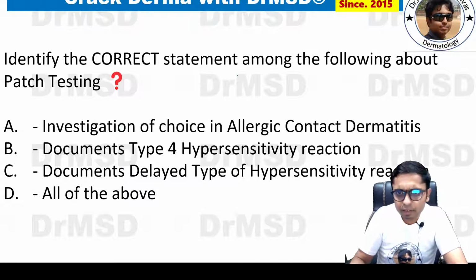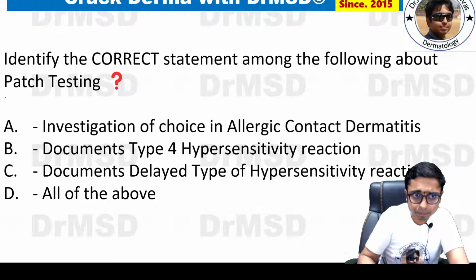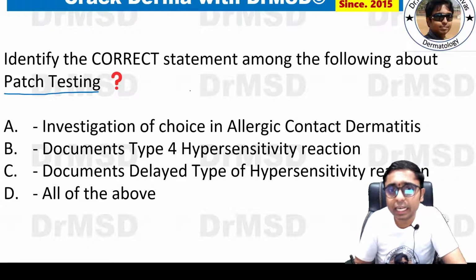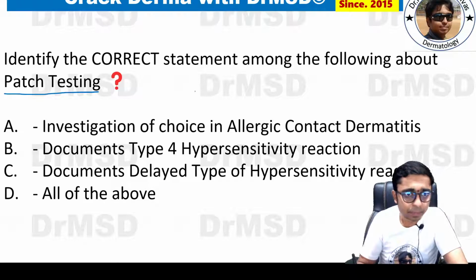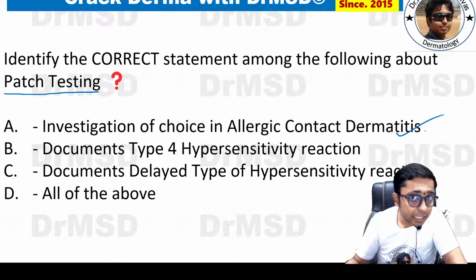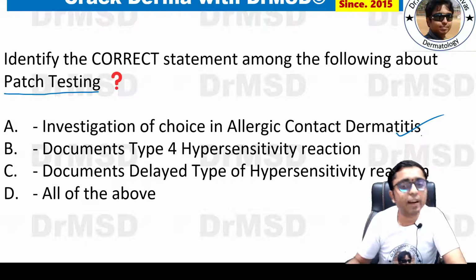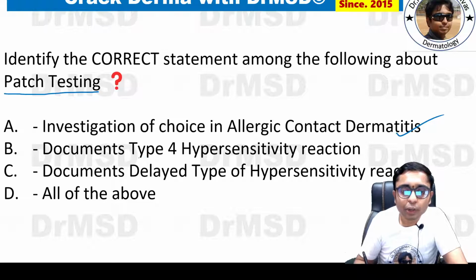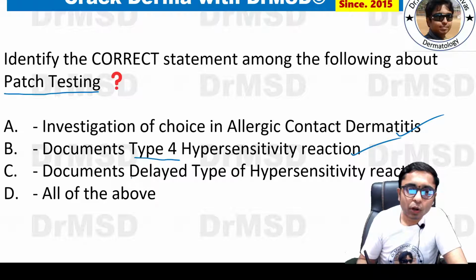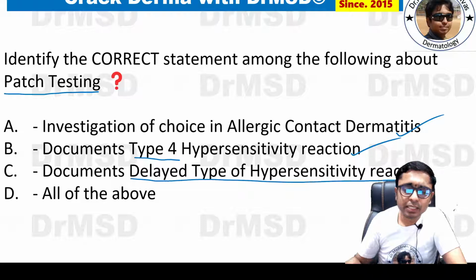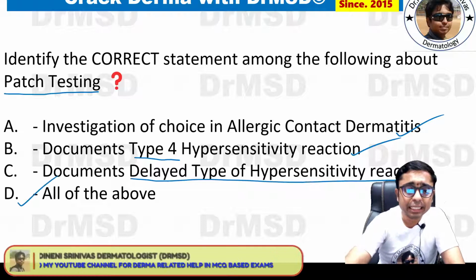Now this was not a previous year question, but yes, all of the following are correct statements except. So investigation of choice in allergic contact dermatitis, we have seen this already. Yes, patch testing is in fact the investigation of choice, and this documents type 4 hypersensitivity reaction. Yes, this is also right, and this documents delayed type of hypersensitivity reaction. This statement is also right. So all of the above is the answer in this question.